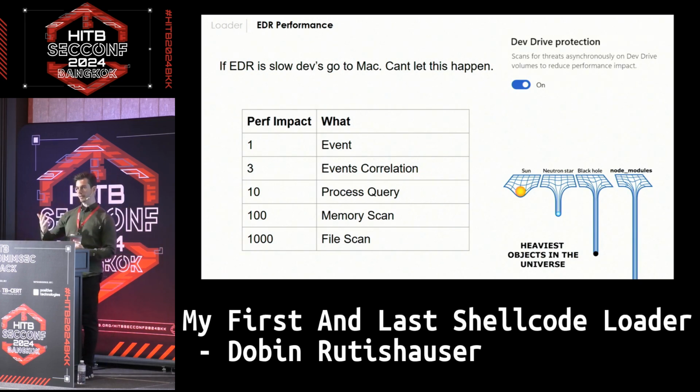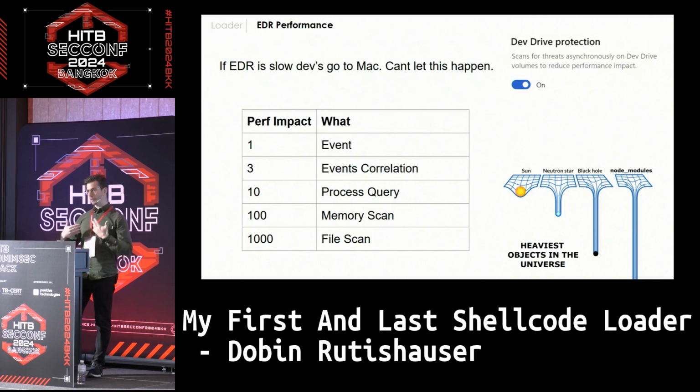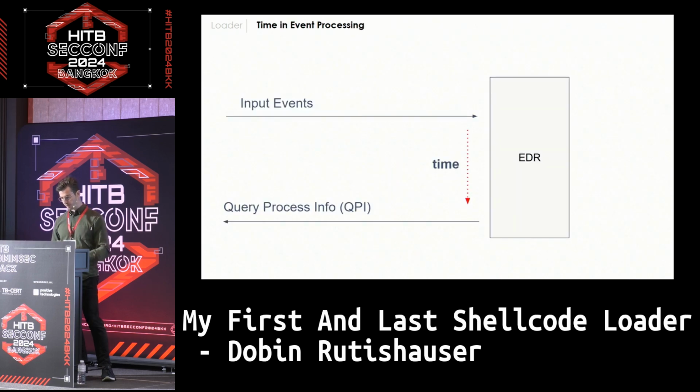Just correlate an event is pretty cheap. If a process opens LSASS, that can be immediately an alert. If you need to correlate several events, it's a bit more expensive. If you have to query the process for information, it will take even more time. And if you want to do a memory scan, maybe you need to access megabytes of memory. That's even more expensive. And file scan, of course, then you're pretty much lost. It should have been done before.